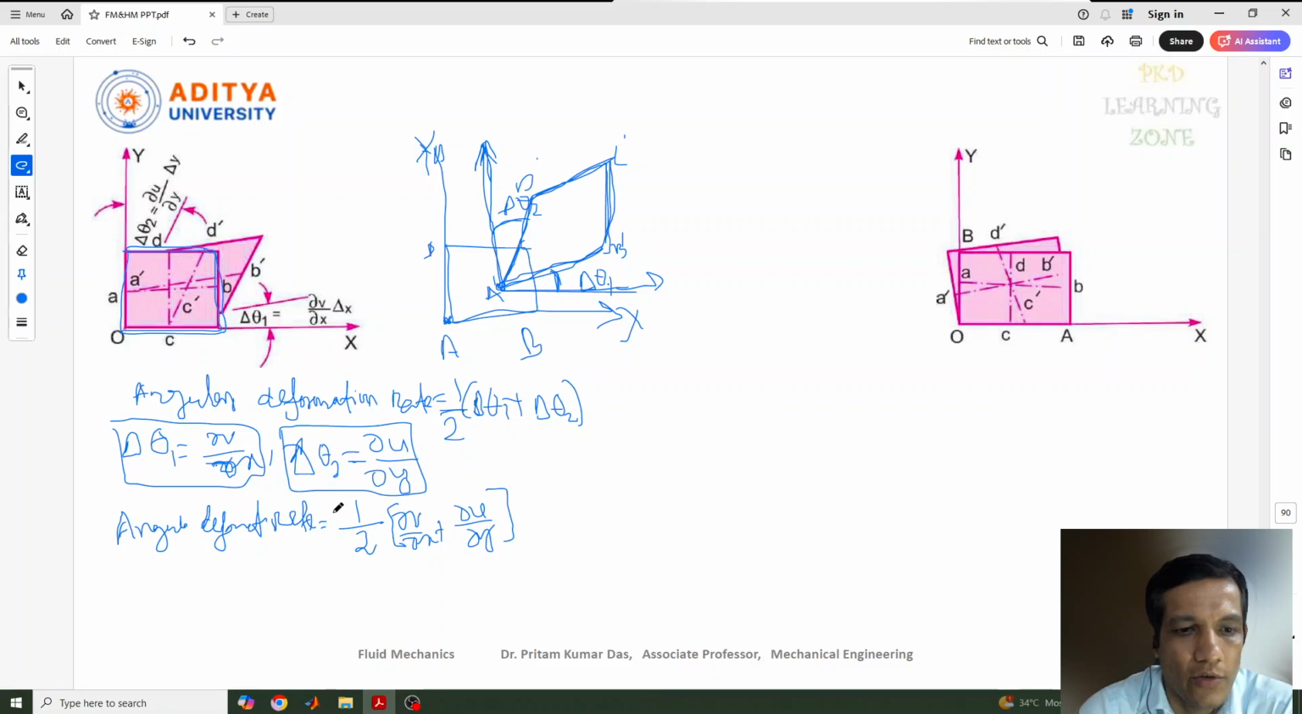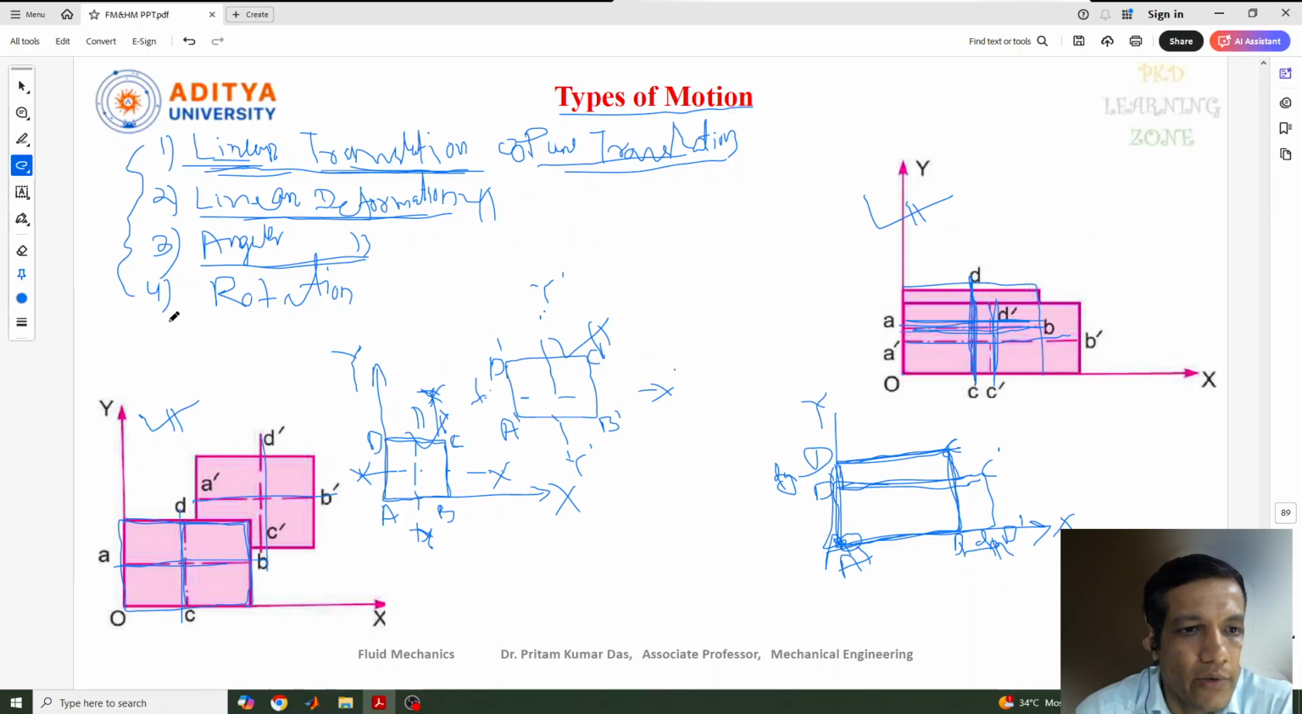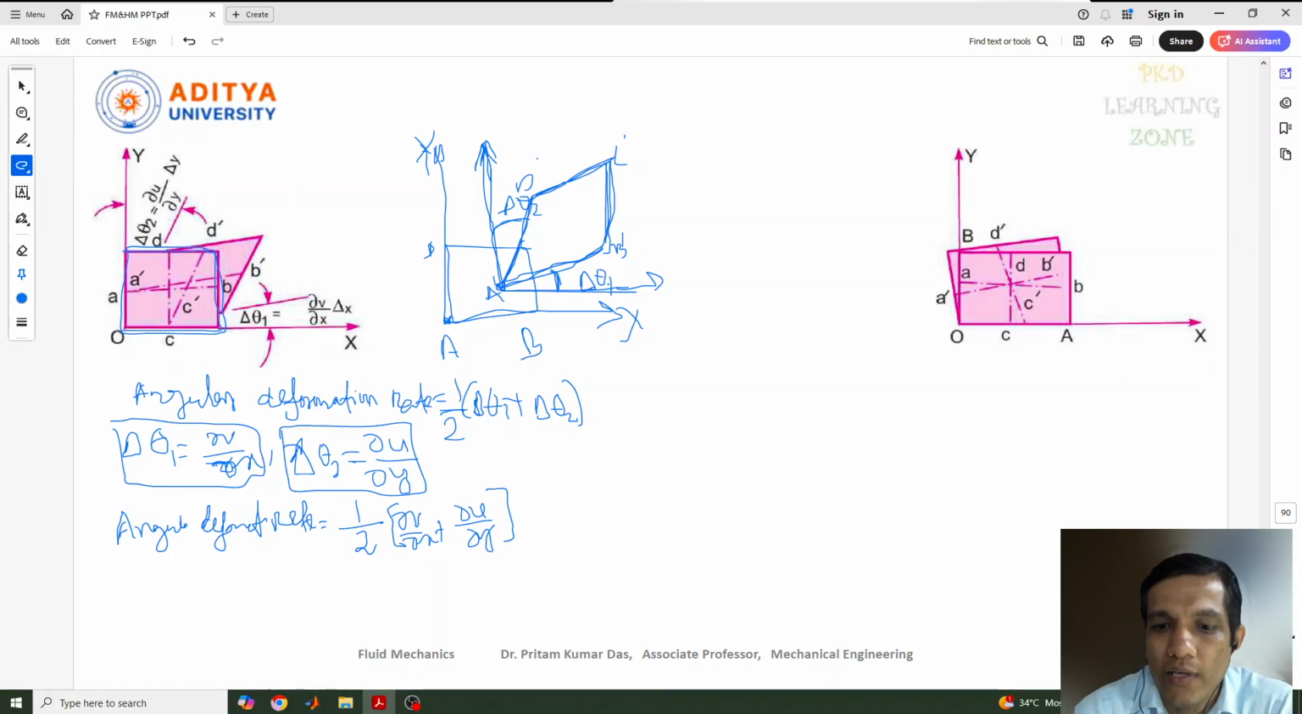So there is no problem in that by considering this one. So this is about the angular deformation. Similarly, the next one, as I told you, the last one, is rotation. Rotation is how much the element is going to rotate along with the axis. Initially, this is the position of this fluid element, and after rotation, this body is going to rotate by some angle.